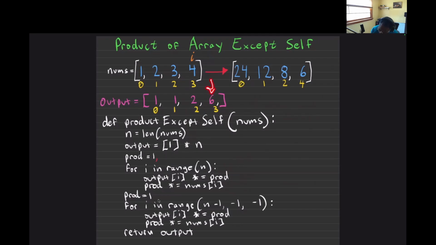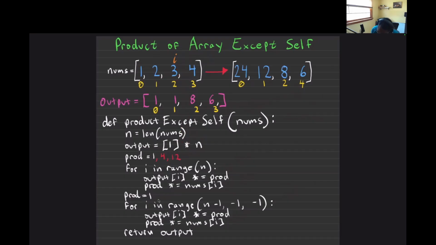So this stays as a 6, and so far it's starting to match what we're going to eventually return. Then we say prod times equals nums of I, which gives us a 4. Then back here, we say output of I times equals prod. So output of 2 times equals prod gives us an 8. Now we have to update prod. So prod is equal to itself times nums of I, so this times 4 gives us a 12.